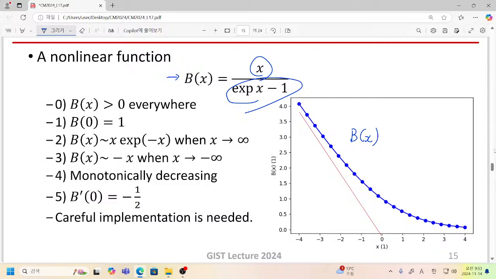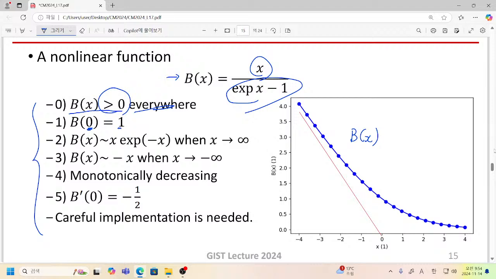It has some special properties. For example, this Bernoulli function is always positive. For negative x, 0, or positive x, this is always positive. This is really important. So the Bernoulli function always shows a positive value. And here, the Bernoulli function at exactly 0 should be 1.